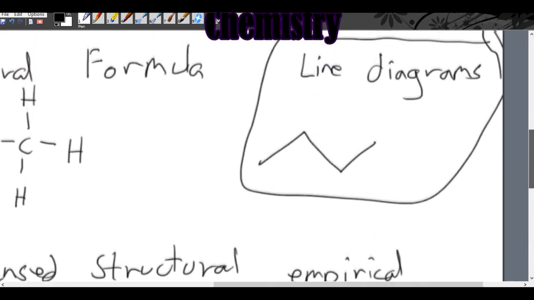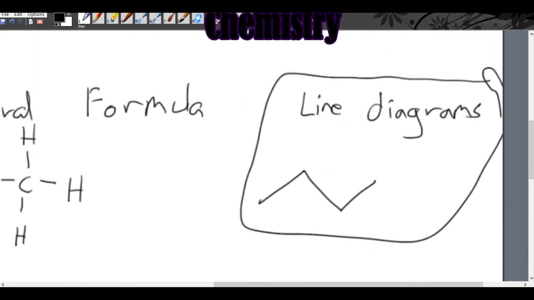Next one, we have line diagrams. Now this is actually one of the simplest ones, especially when you're drawing some of those complex molecules. These edges or corners, by the way, each represent a carbon. So I can tell that both ends of this one have CH3, and this other one is called CH3.